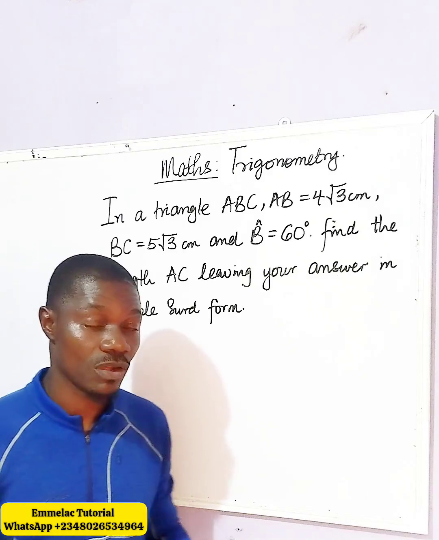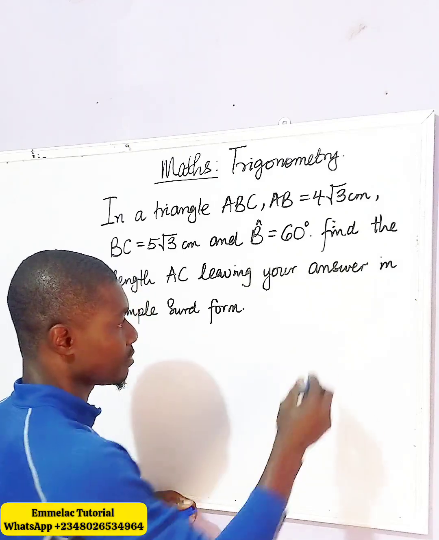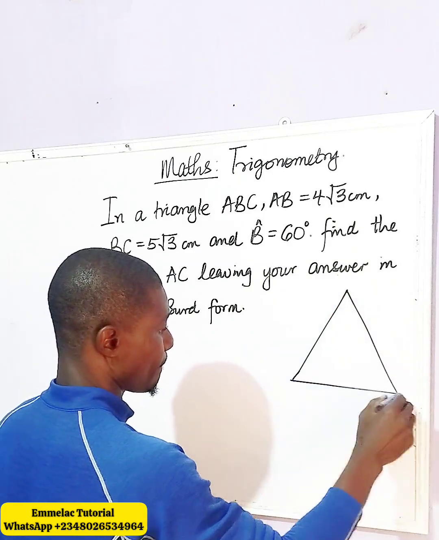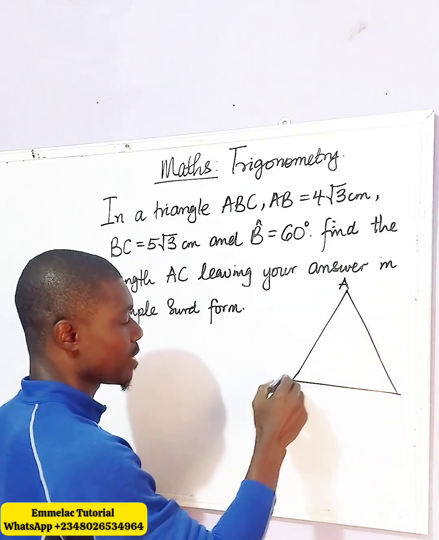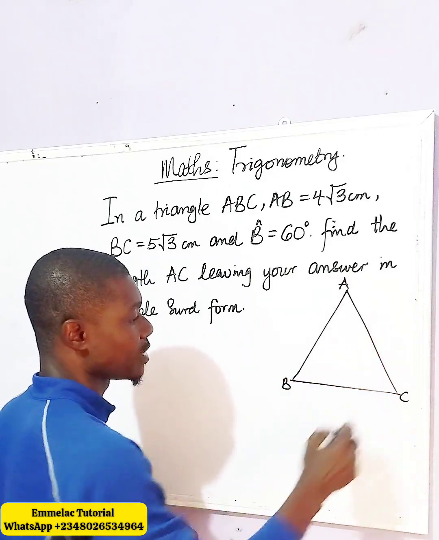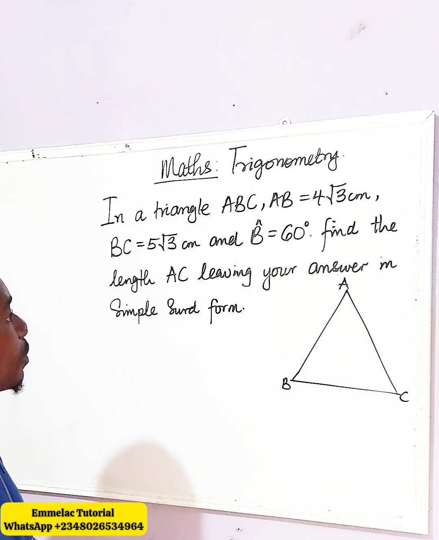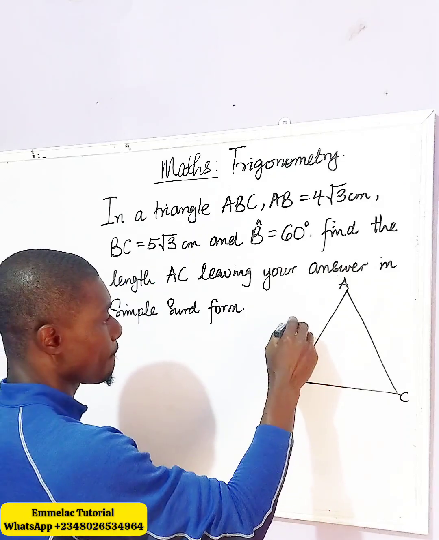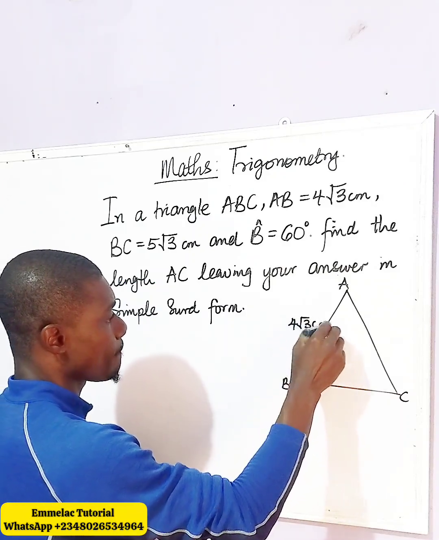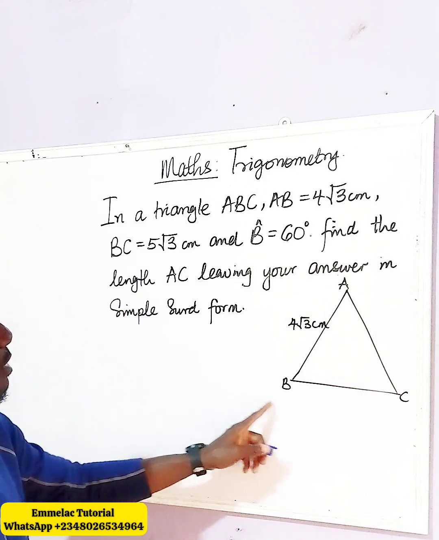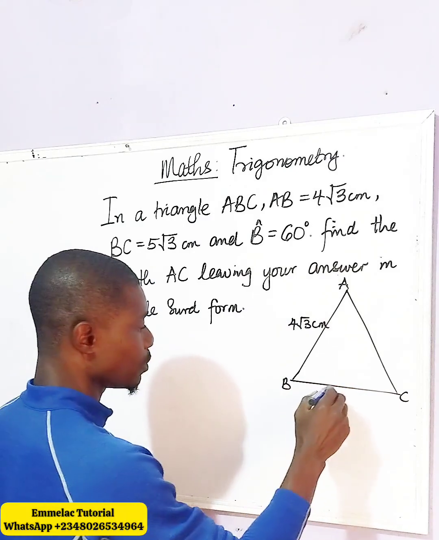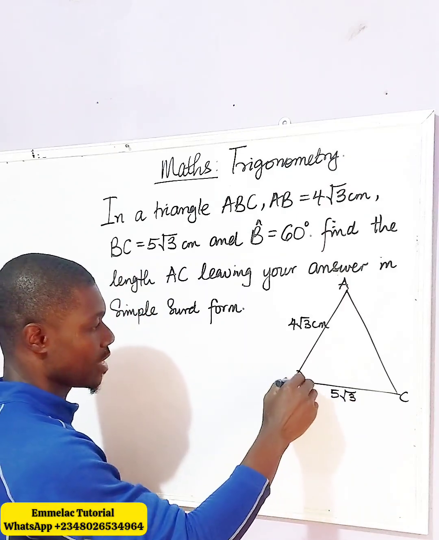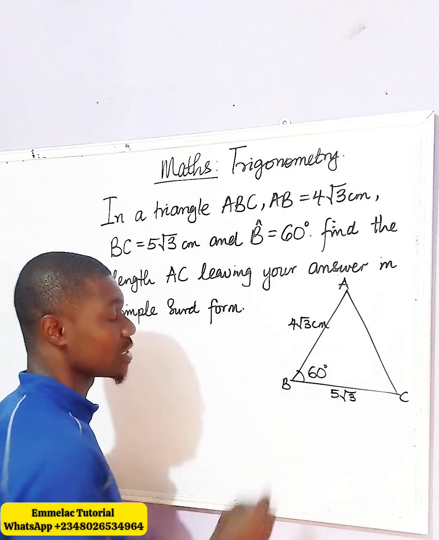Okay, let us now draw out the triangle first. So we're taking it side A, B, and C. Okay, so AB is 4 root 3 centimeter, and BC is 5 root 3 centimeter. Then angle B, which here is 60 degrees.